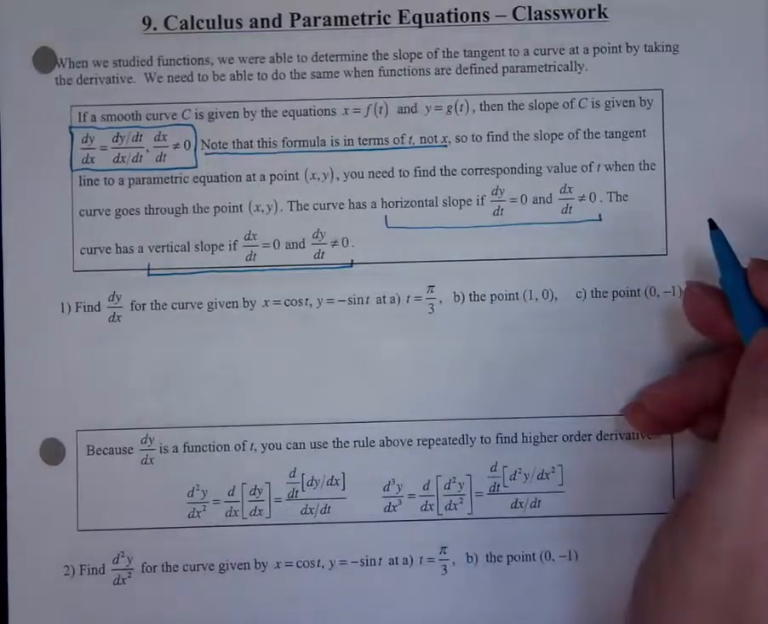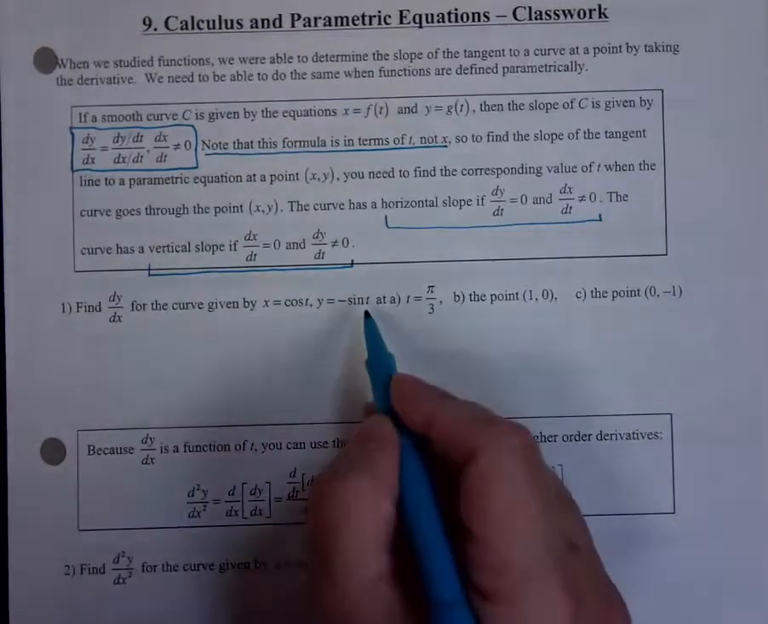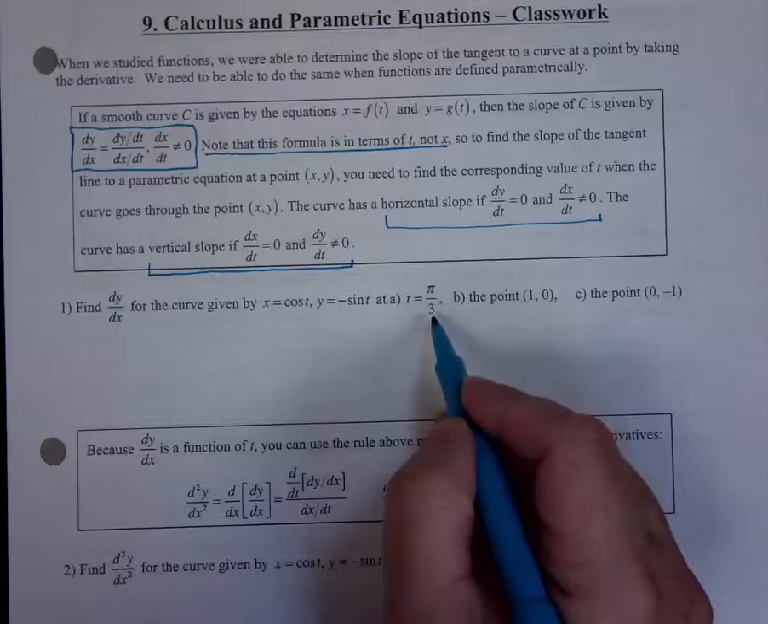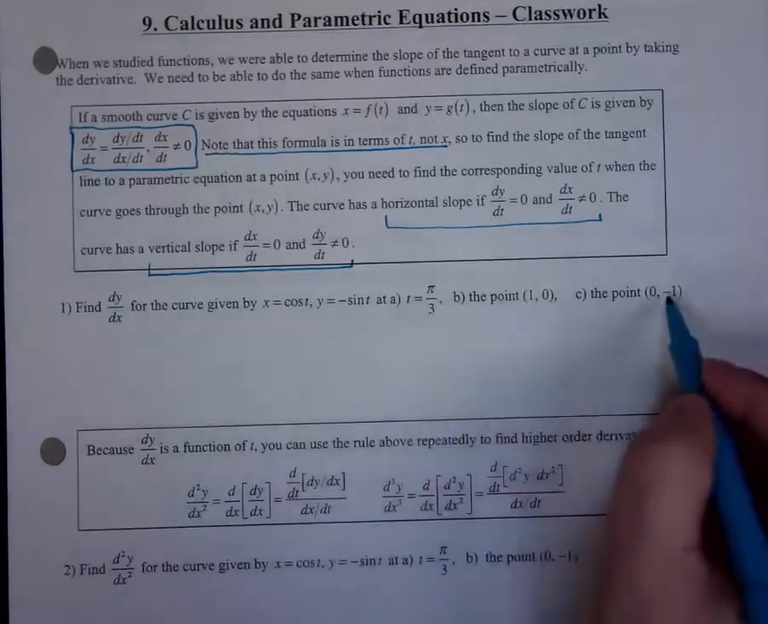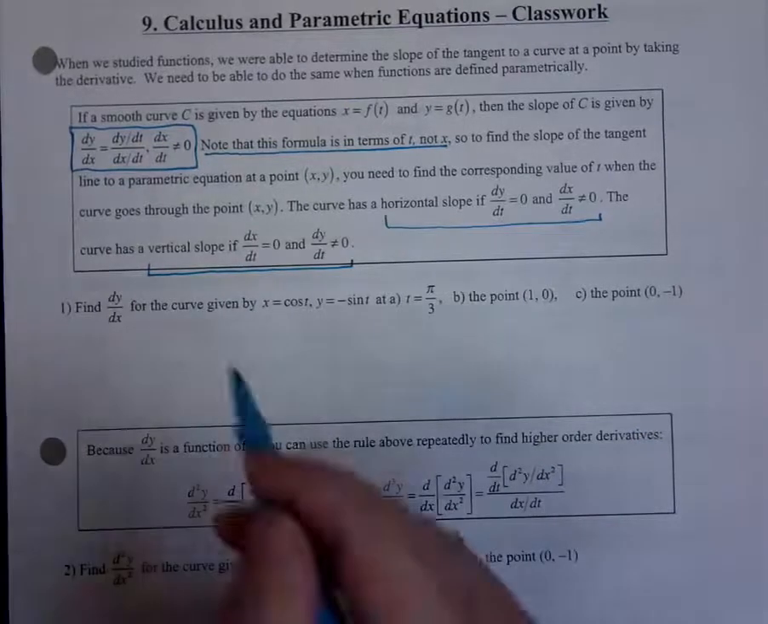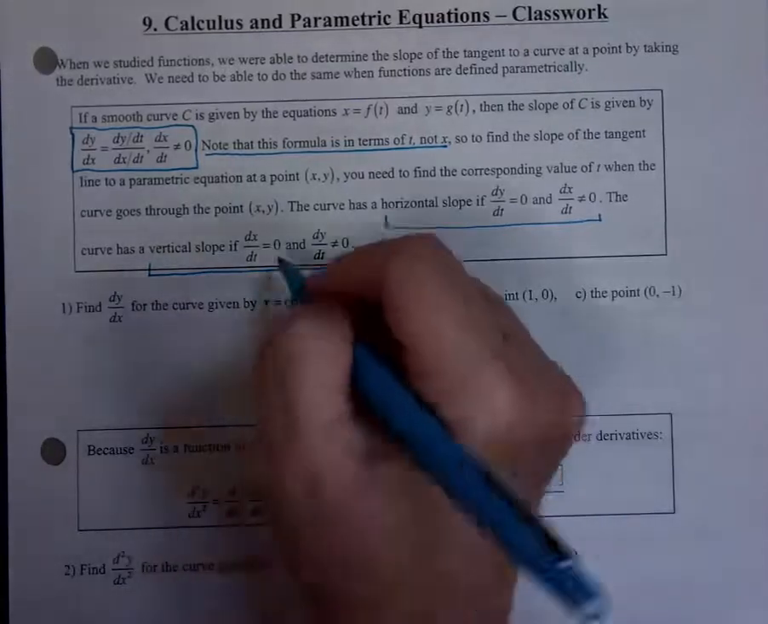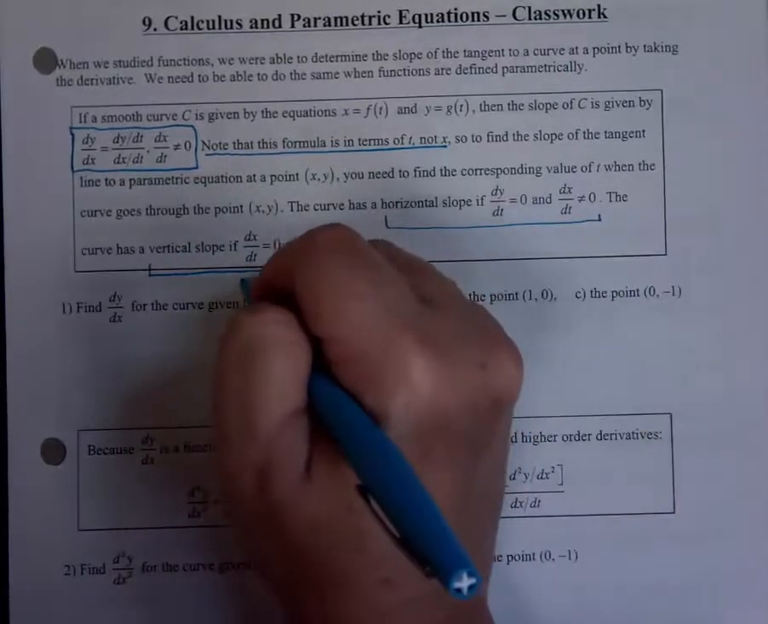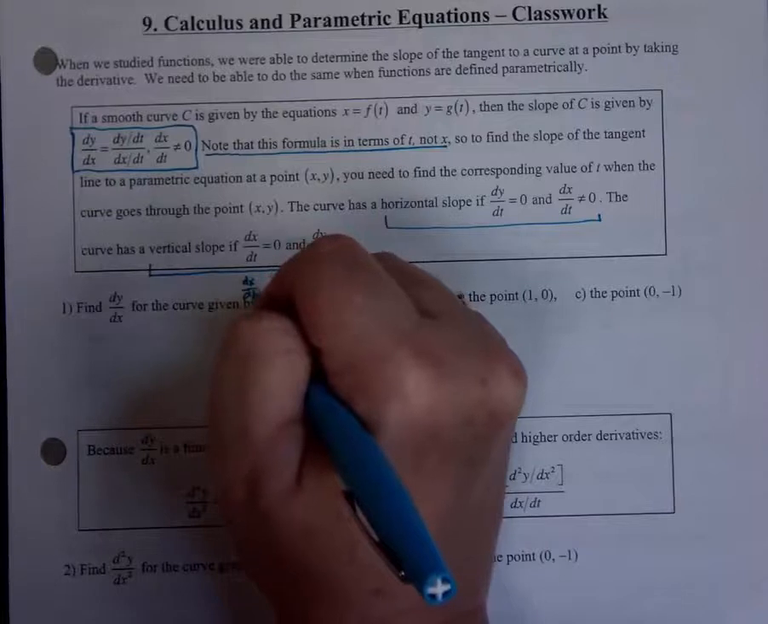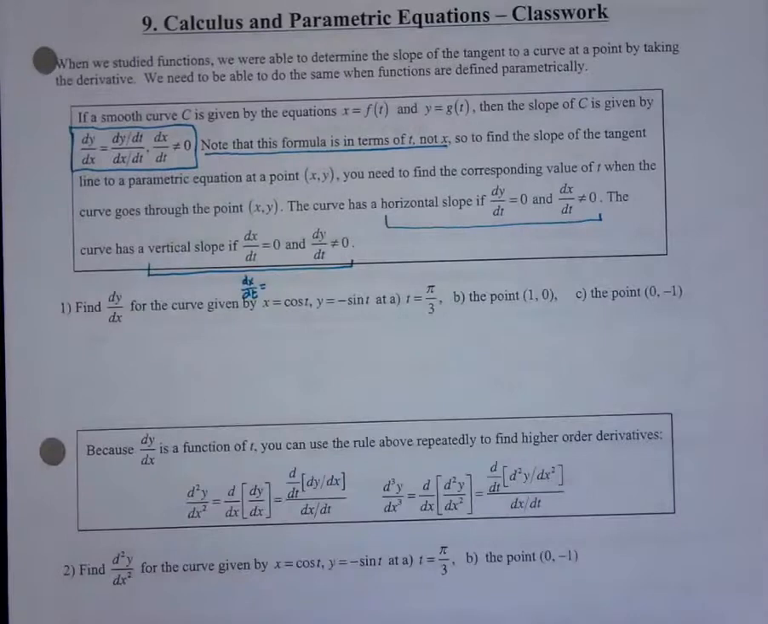So what we're going to do is find dy/dx for the curve given by these two parametric equations. First at t equals pi over 3, then at the point (1, 0), and then at the point (0, -1). So first thing we've got to do is find the derivative. But in order to do that, we need the derivative of each of these with respect to t. So on top of it, just to save some room, after this I'm going to do it underneath. They didn't leave a big space for this problem. What is the derivative, dx/dt, of that x equation? Negative sine of t.